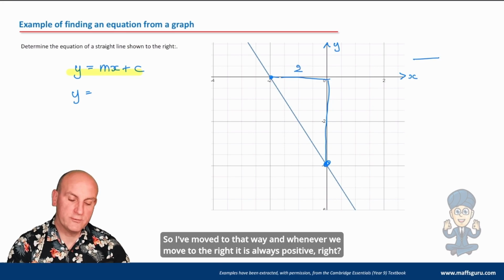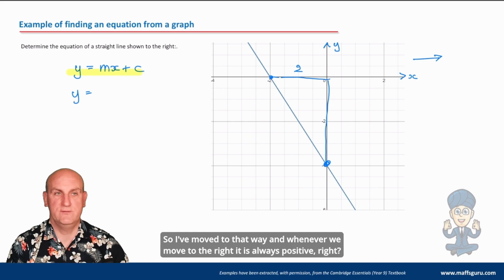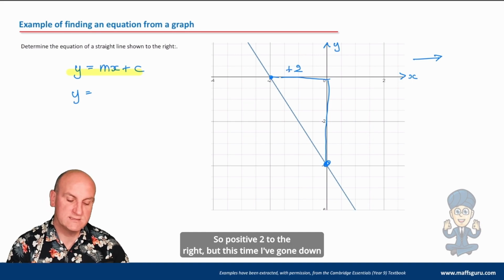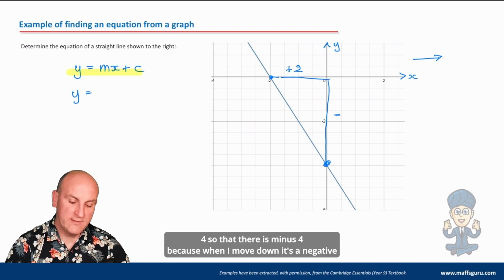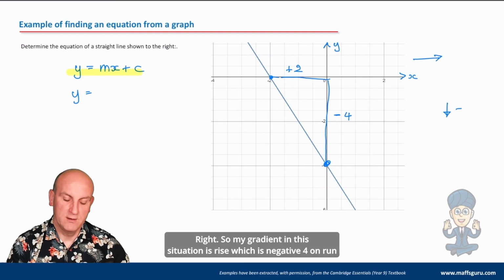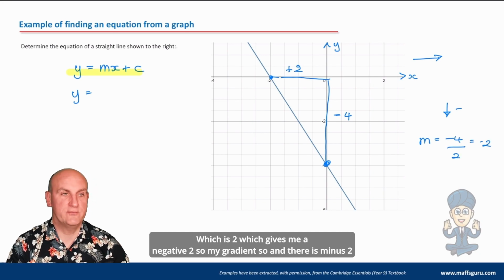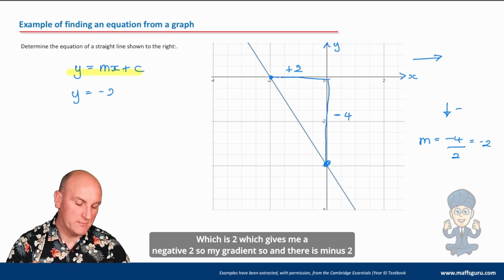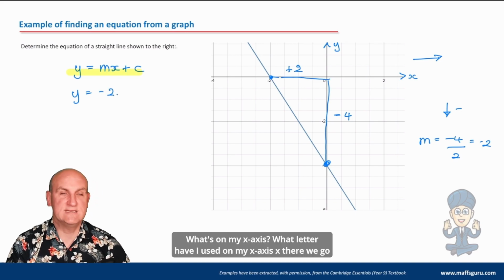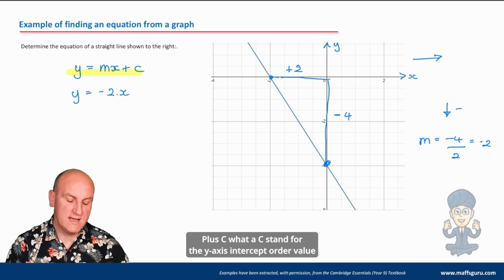And whenever we move to the right, it is always positive. So positive 2 to the right. But this time I've gone down 4. So that is minus 4, because when I move down, it's a negative. So my gradient in this situation is rise, which is -4, on run, which is 2, which gives me -2. So my m there is -2. What letter have I used on my x-axis? x, there we go. Plus c.